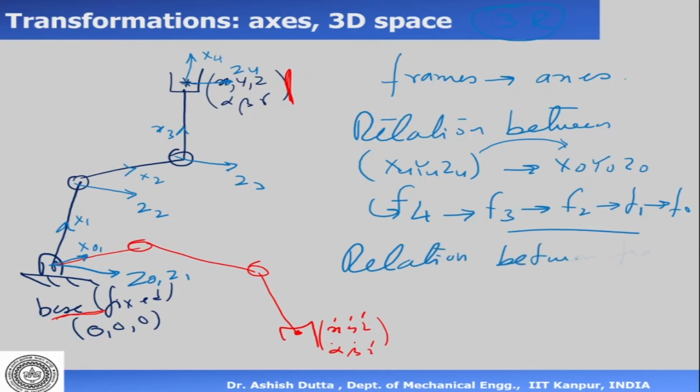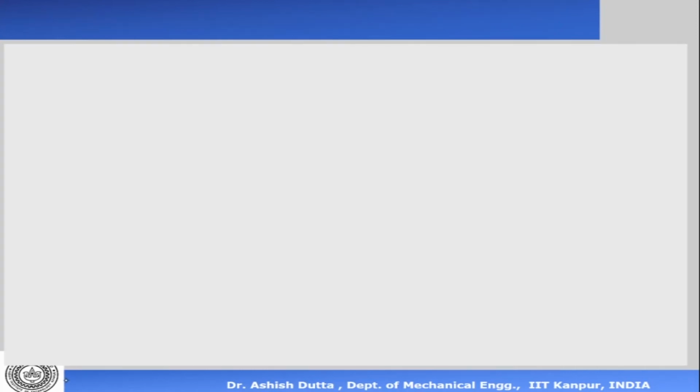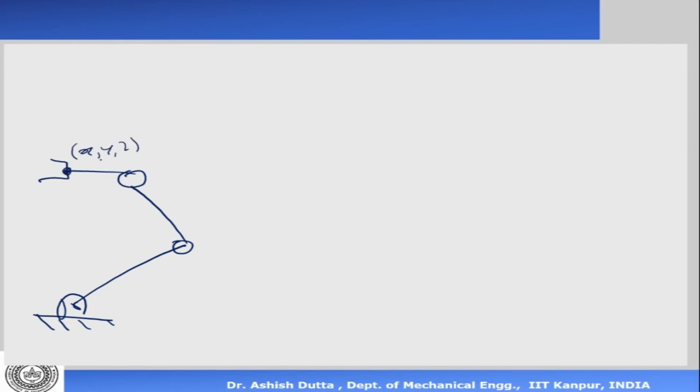Now let us go to the next page and look at the robot I just drew. I need to find the coordinates of that point x, y, z. So the first thing that we need to do is assign frames, and then I can find the relation between the frames.